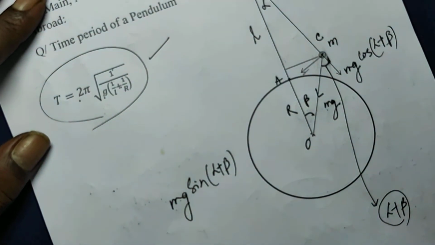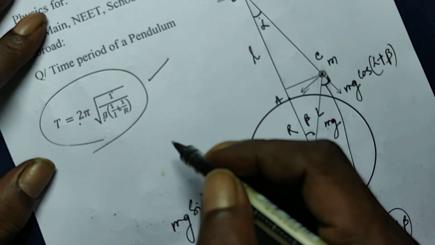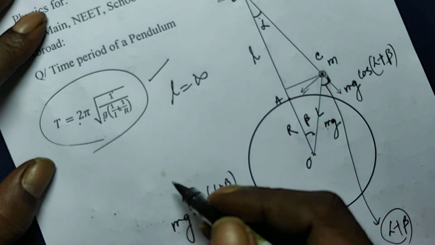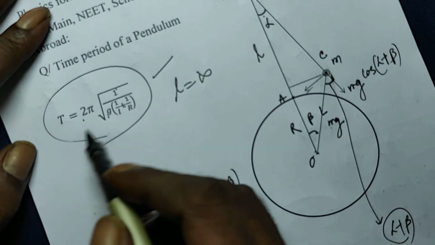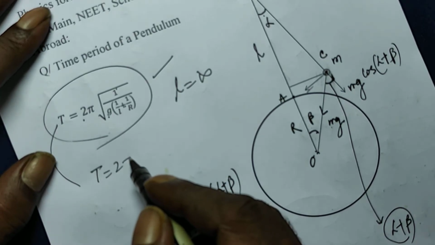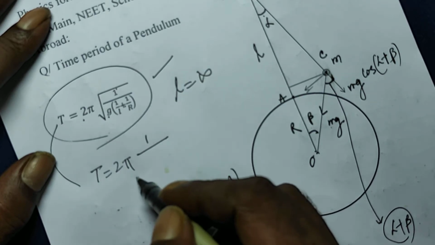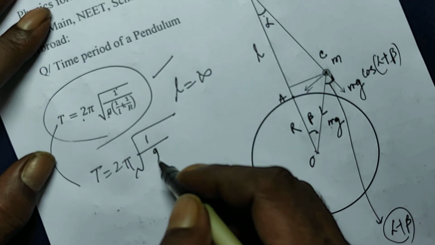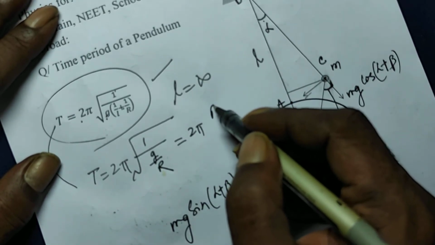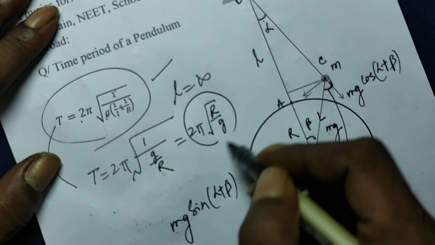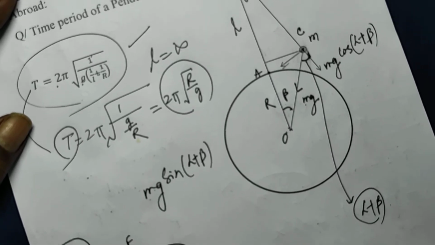Since it is clear, now let us apply it to different situations. If the length of the pendulum is infinite, that is from B to A or from B to C is infinite, if L is infinitely long, then 1 over infinity is 0. So T becomes 2π, this part becomes 0, so you get the square root of 1 over g times 1 over r. r comes to the numerator, so T becomes 2π times the square root of r over g, the time period of an infinite pendulum.